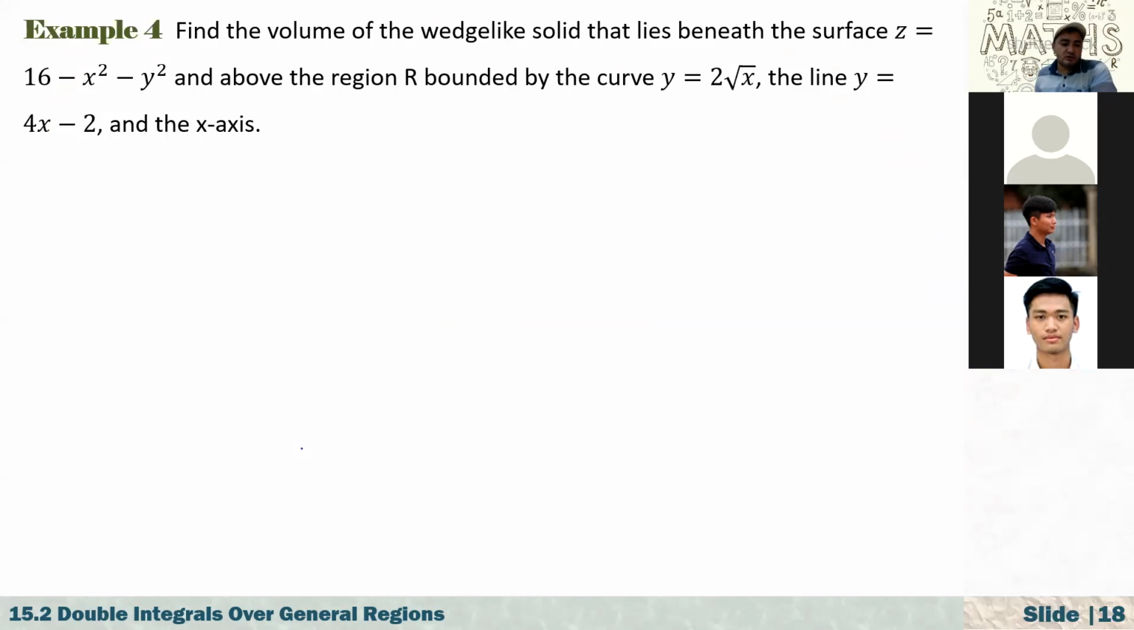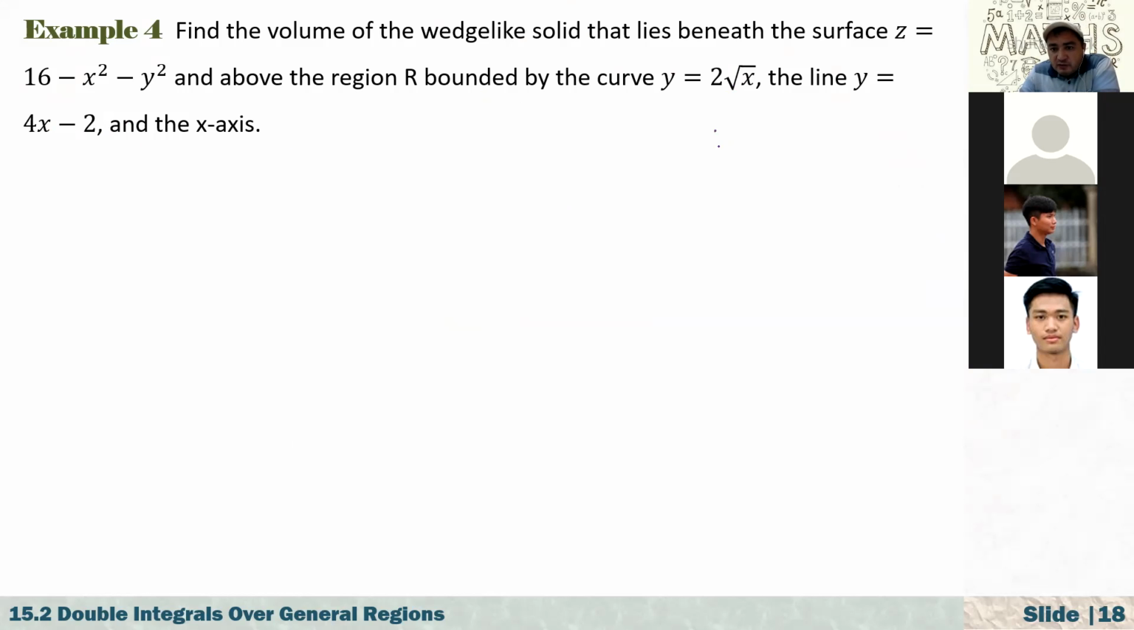So we have one question left, and after that, we'll have a break. Find the volume of the wedge-like solid that lies beneath the surface z equals 16 minus x squared minus y squared, and above the region R, bounded by the curve y equals 2 times square root of x, and the line y equals 2 minus x.